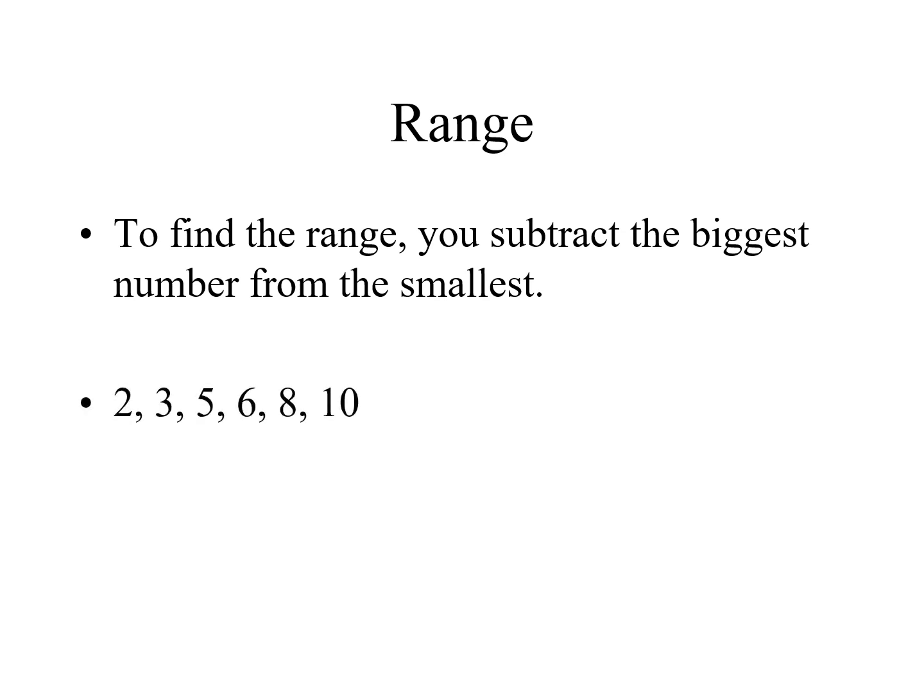So in here we've got 2, 3, 5, 6, 8, and 10. These happen to be in order, which makes it nice. So our range is the biggest minus the smallest. So 10 minus 2 is equal to 8.